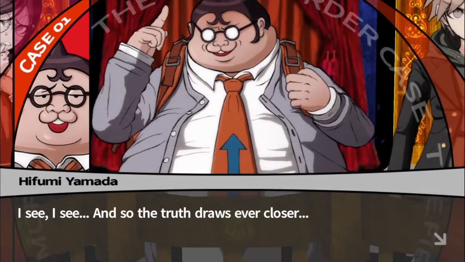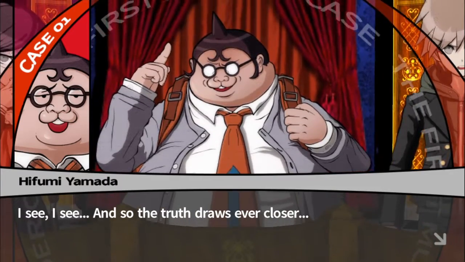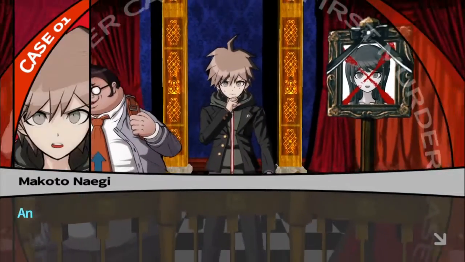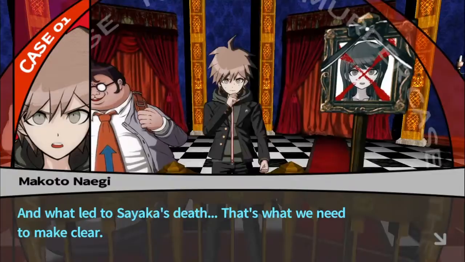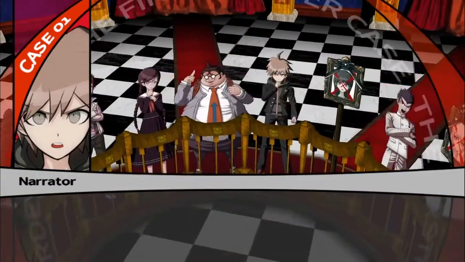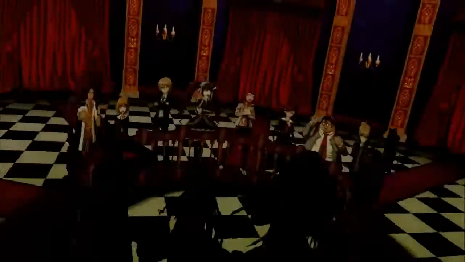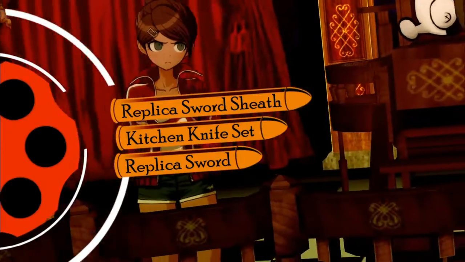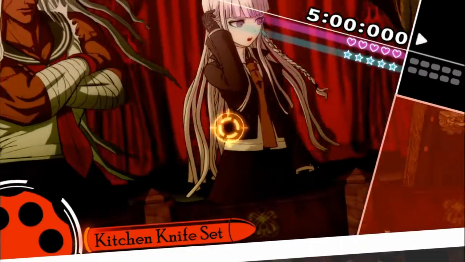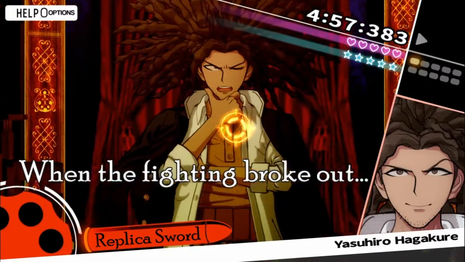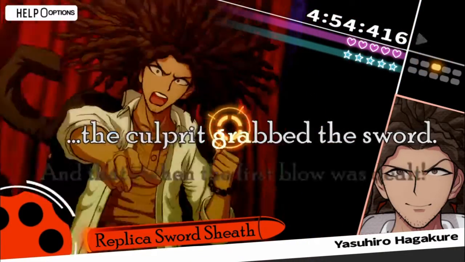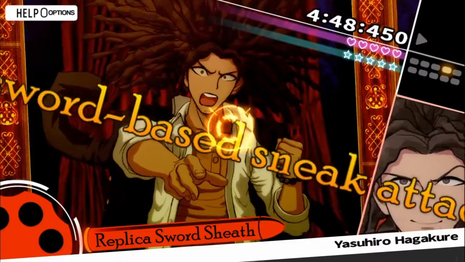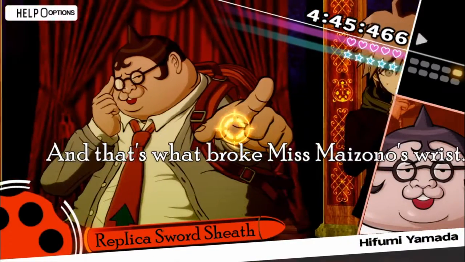I see. And so the truth draws ever closer. All right, then it's about time to solve this mystery. When the fighting broke out, the culprit grabbed the sword, and that's when the first blow was dealt. A sword-based sneak attack! And that's what broke Miss Mizono's wrist!